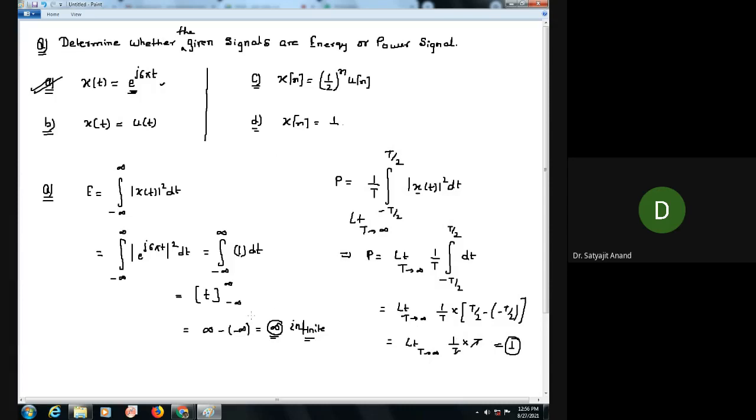So what is my observation? The observation is that here energy is infinite and power is finite. Energy is infinite and power is finite. So what kind of signal is this? Could you please let me know, students, what this signal would be? Which case does it satisfy, power or energy?